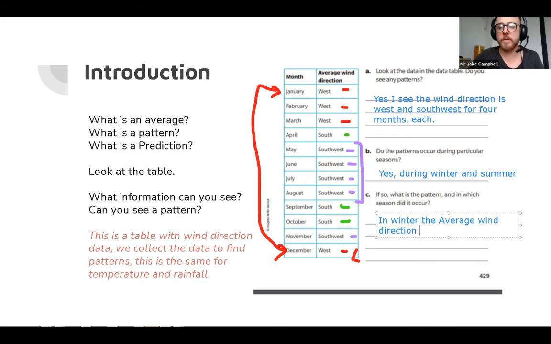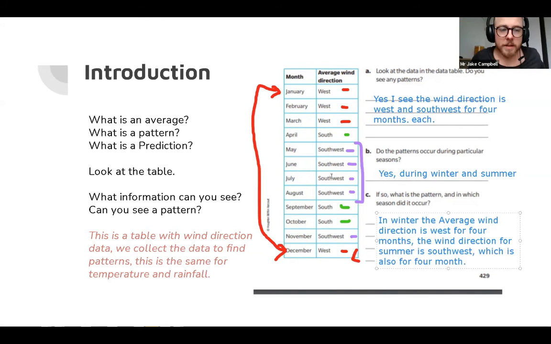Yeah, west. Good. So in winter, the average wind direction is west for 4 months. Okay, who can tell me what's the wind direction for summer? Surrey. Southwest. Yeah, perfect. So a good answer would look similar to mine. In winter, the average wind direction is west for 4 months. The wind direction for summer is southwest, which is also for 4 months.